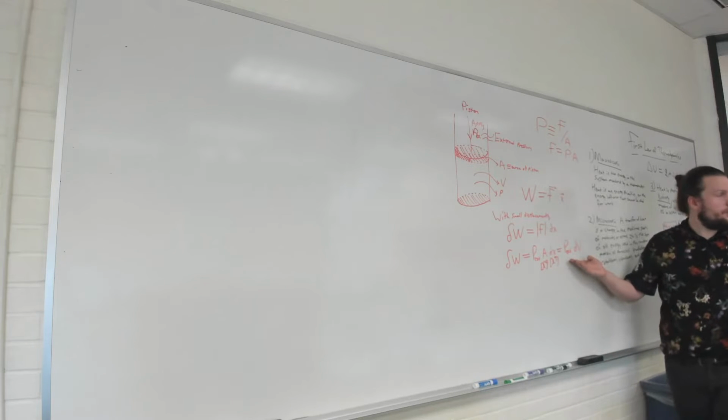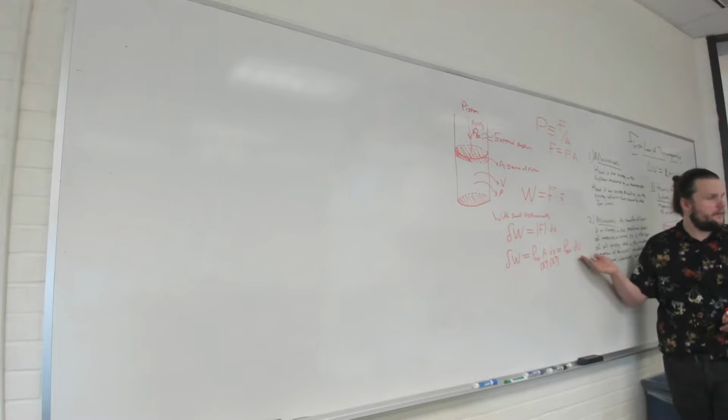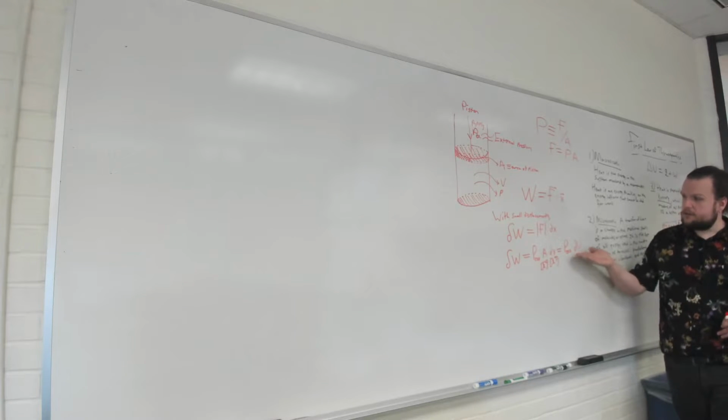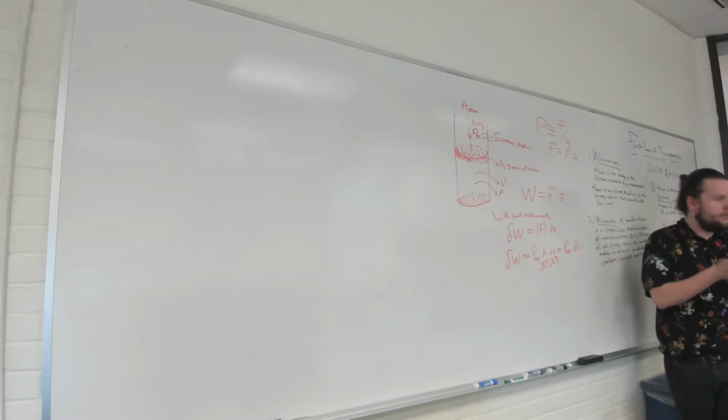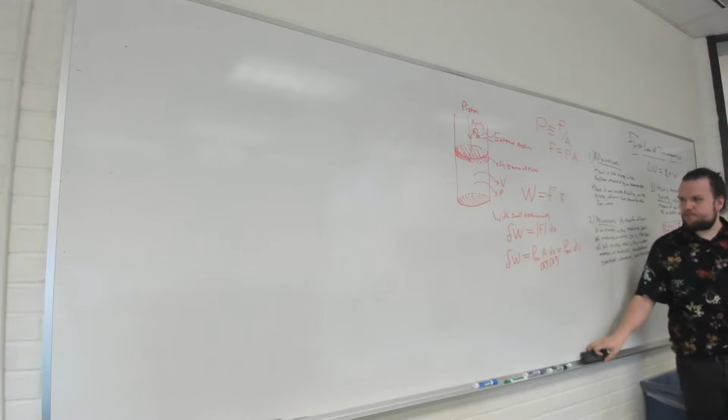We've seen this before, P times V. You see it in PV = nRT. This is the energy required to maintain the pressure and the volume of a gas. But now we're doing it with small changes, so we have a dV instead of a V here.